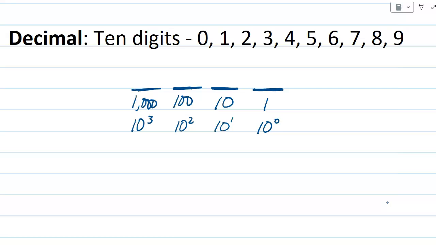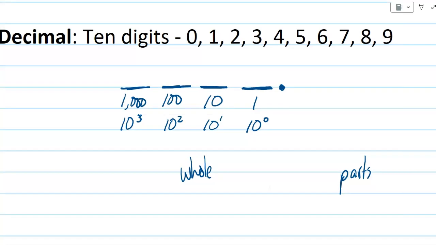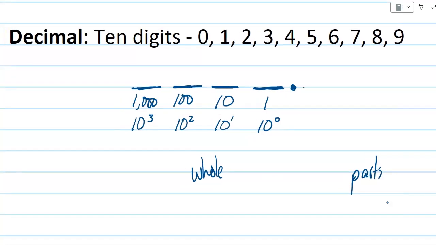Okay, obviously this is going to continue on and on and on in that direction. The difference between binary and our system is that we can also show portions or pieces of one whole. So this is kind of as far as we go with the whole numbers. So how do we show portions? Well, we show that point, that decimal point. So that's kind of the separator between wholes and parts of a whole. Kind of cool.